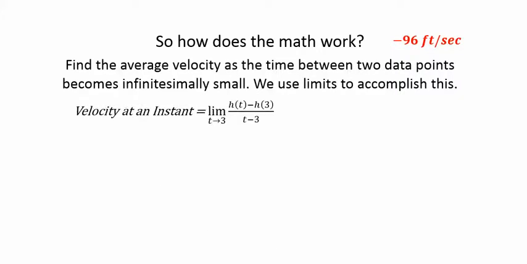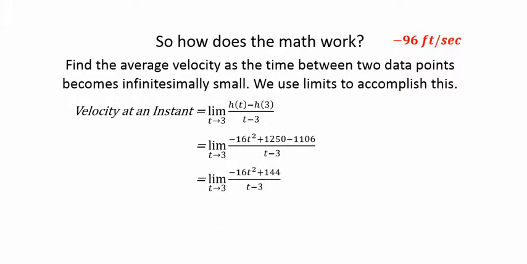We have our formula, which is essentially the slope of a line between a fixed point and a variable point. Then we want to evaluate this ratio as the value of the independent variable approaches but doesn't become 3. So watch what happens as we substitute the formula and the value of h of 3 and begin to simplify. When we factor the numerator and then we cancel factors with the denominator, we end up with negative 16 times the quantity t plus 3.